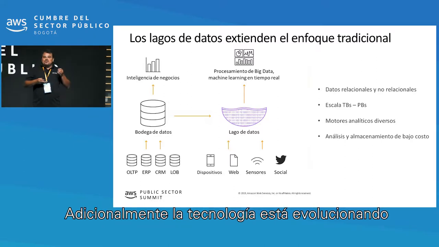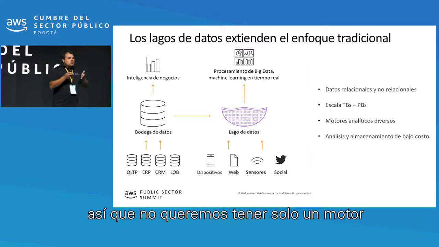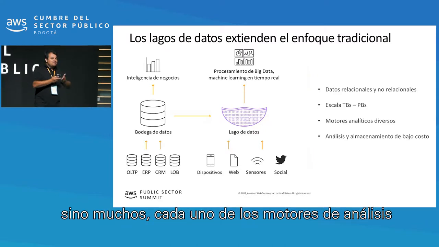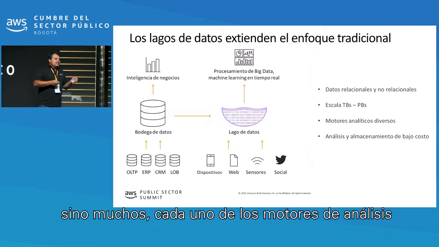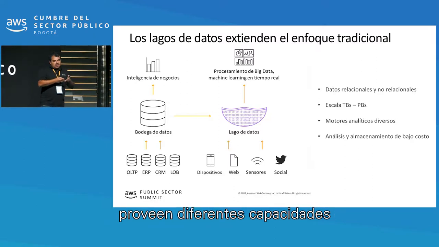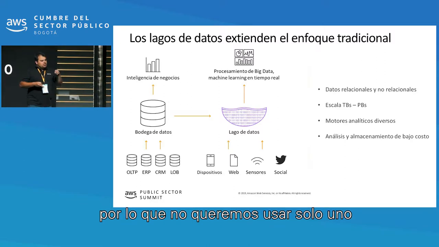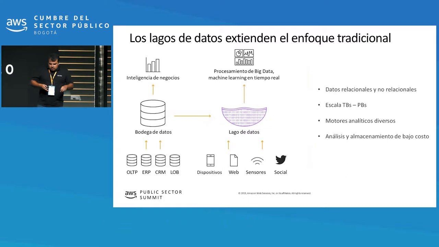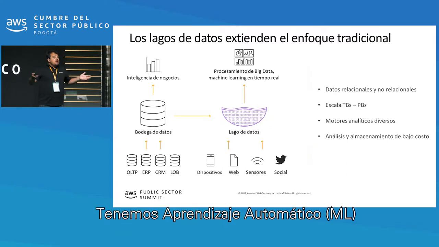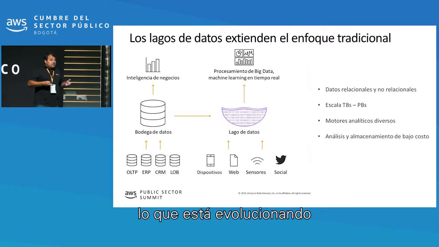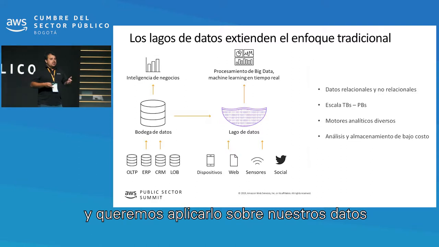Also, technology is evolving. So we don't want to use only one engine. We want to use many engines, right? Every single analytics engine provides different capabilities, right? So we want it all. We don't want to keep to a single engine. And we have machine learning, right? So machine learning, it's evolving. We want to apply machine learning on top of our data.